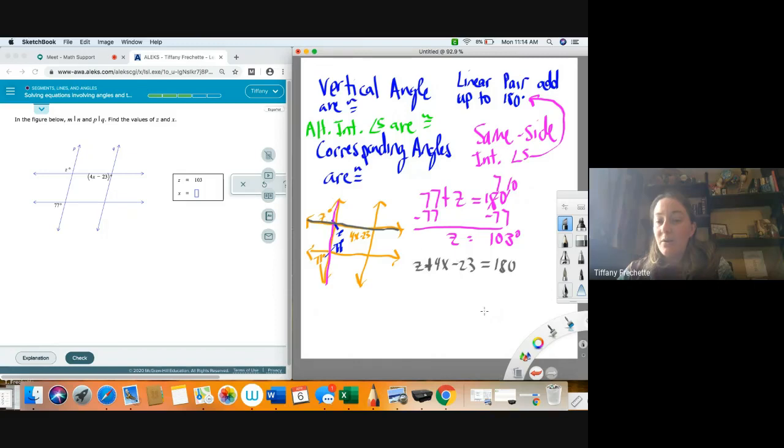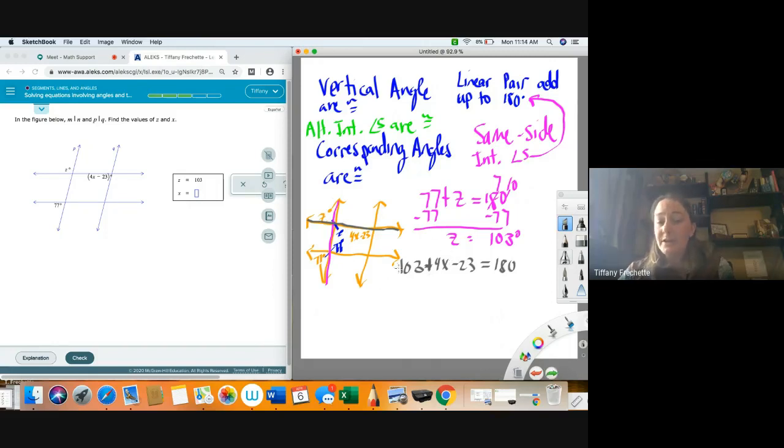And now one thing I do want to change really quick, because we know what z is. So instead of writing z, because I don't want z and x in the same problem, I can't solve that, I want to change this to 103. Whoop, not 130. 103 degrees, like this. I have 103 plus 4x minus 23 equals 180. Now that I only have one variable, I can solve this equation.